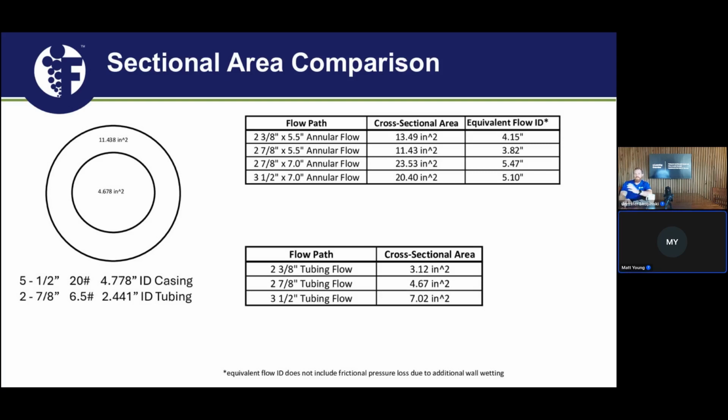So when we look at this, these are the flow paths that I want to talk about today. There's definitely more out there. These aren't the only options you can do, but these are going to be the most common applications that we see.